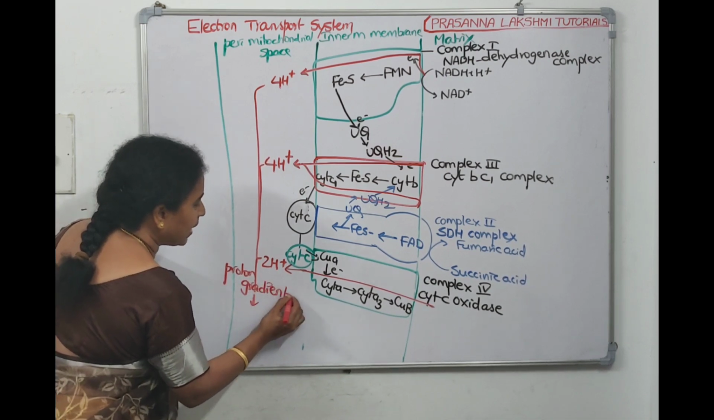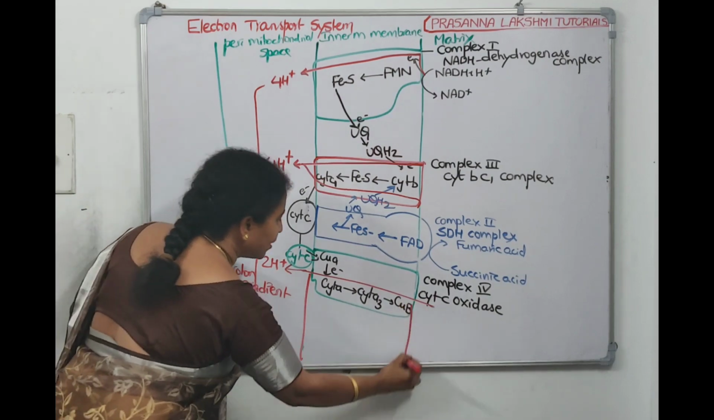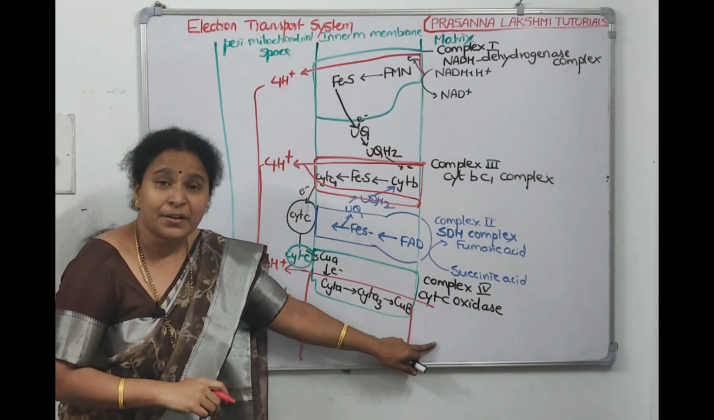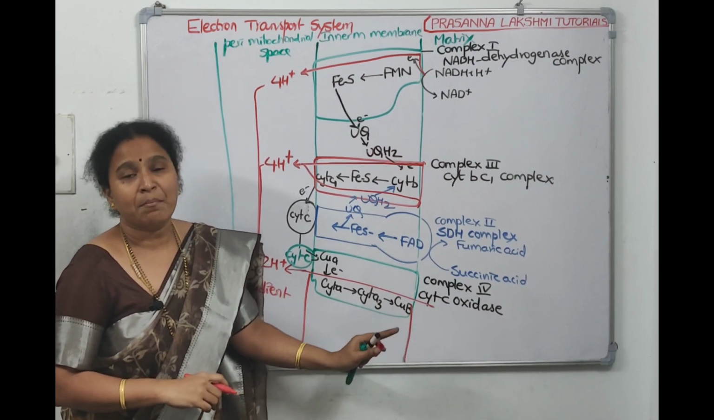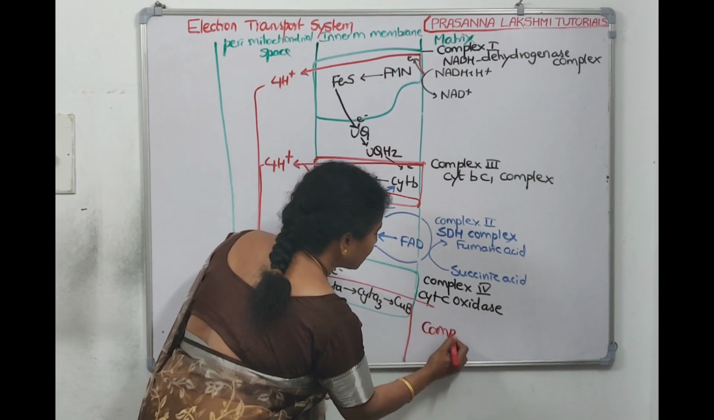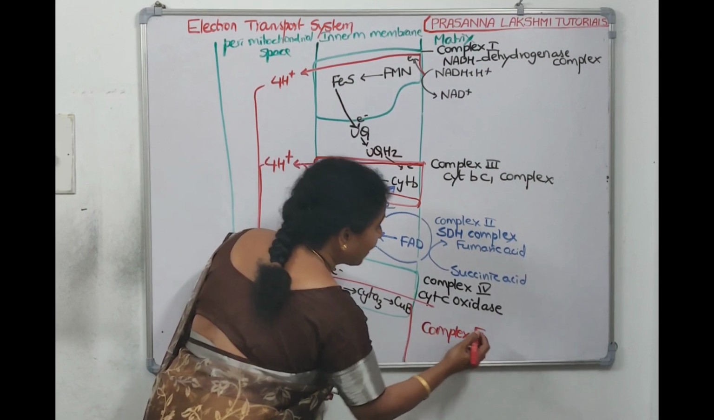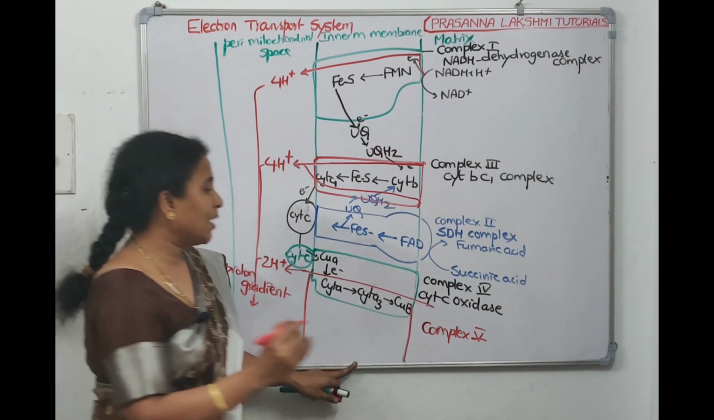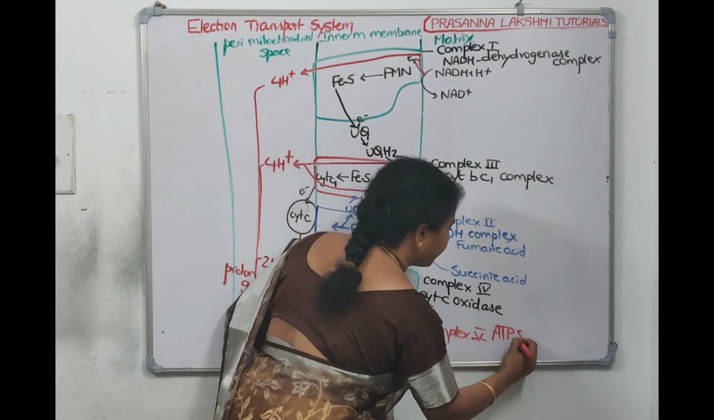They will build up a proton gradient. Now these protons will try to cross. The protons which are more here, protons which are less here, they will try to cross across the membrane with the help of complex 5. Now the complex 5, what is it called? Complex 5 is not part of the electron transport chain. Complex 5 is called ATP synthase complex.